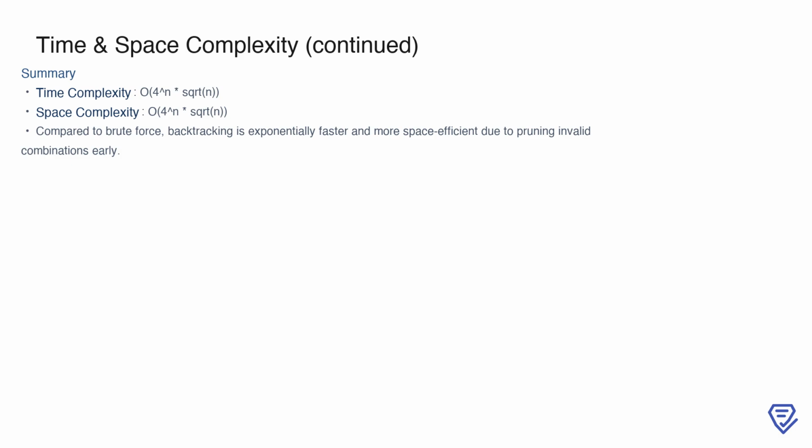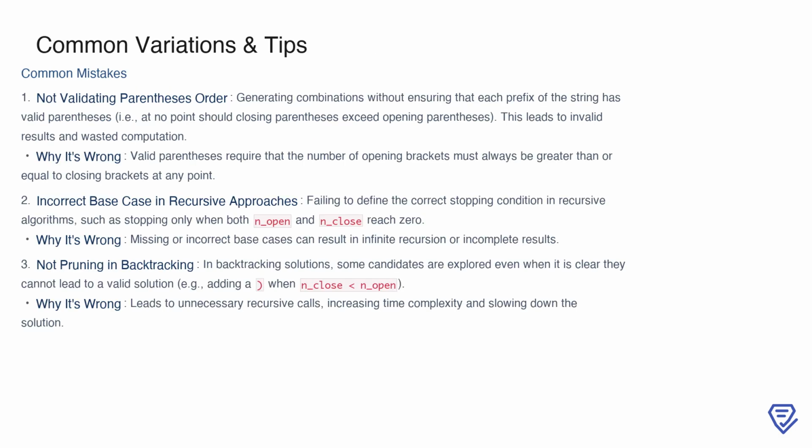When solving the generate parentheses problem, there are a few common mistakes to watch out for. First, not validating the order of parentheses. This means your algorithm might generate combinations where closing parentheses exceed opening ones at some point, which violates the rules of valid parentheses. Remember, at any stage, the count of closing brackets should never surpass the count of opening brackets. Neglecting this leads to invalid outputs and wasted computation.